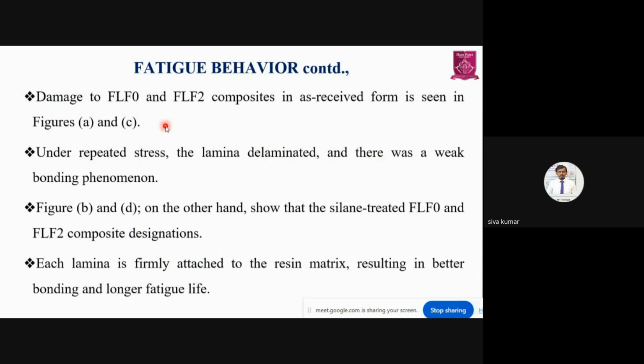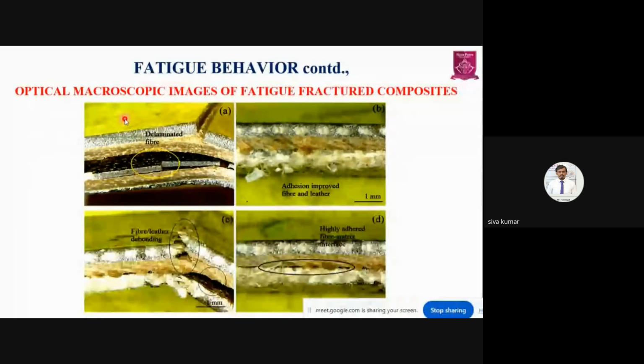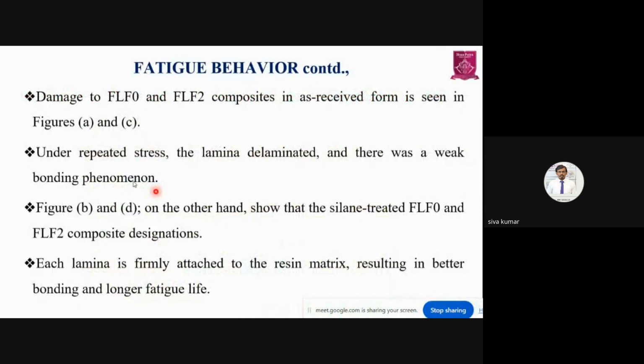And so these are the findings of this picture, represented in figures A and C. The FLF0 and FLF2 composites are in as-received condition, and under repeated stress the laminate delaminated, with a big debonding phenomenon because of fatigue. B and D, on the other hand, show the silane treated FLF0 and FLF2 composite designations, where each laminate is firmly attached to the resin matrix, resulting in better bonding and longer fatigue life.